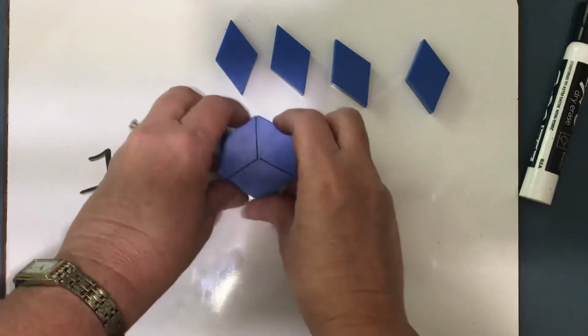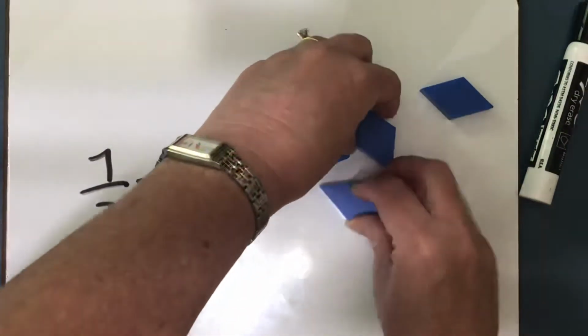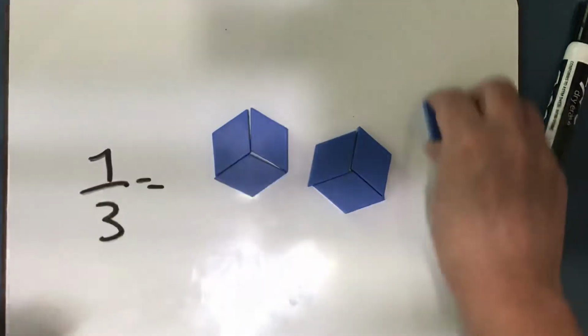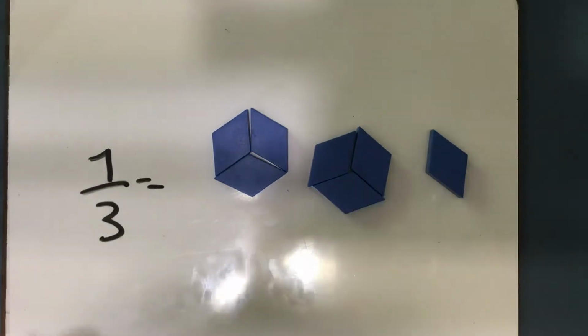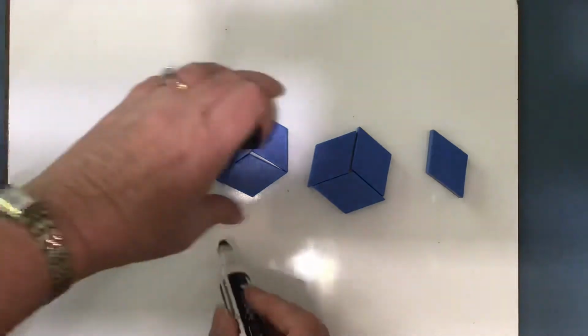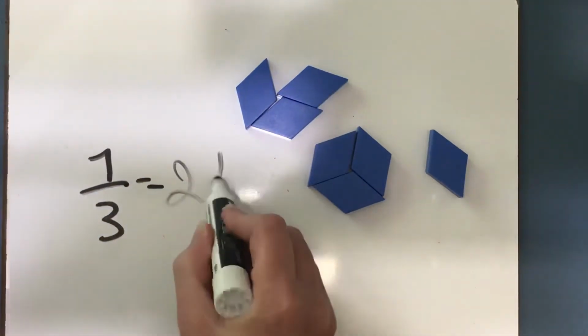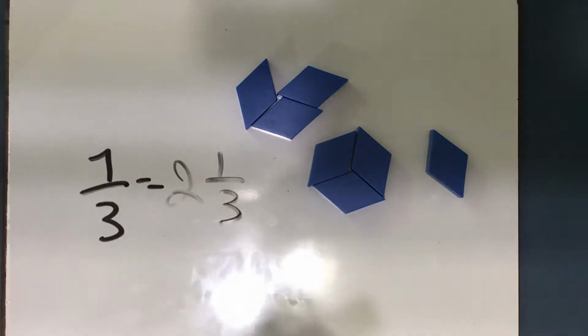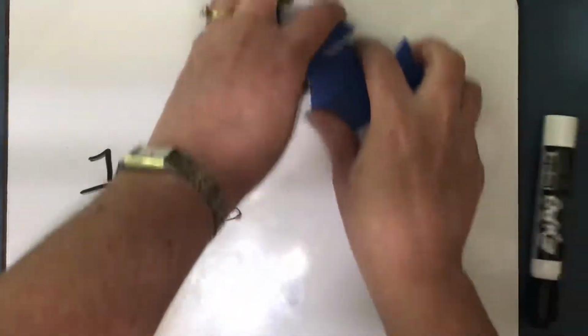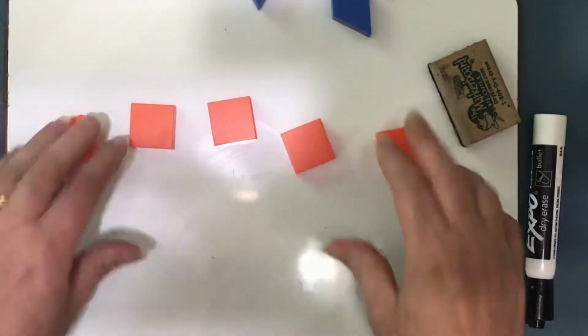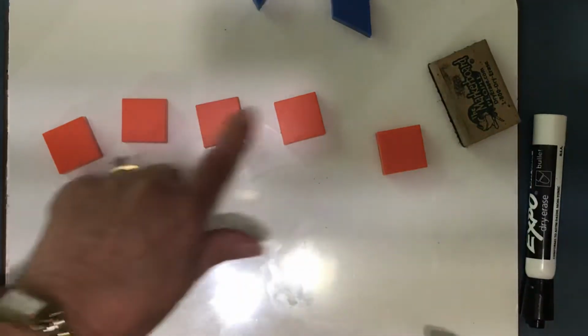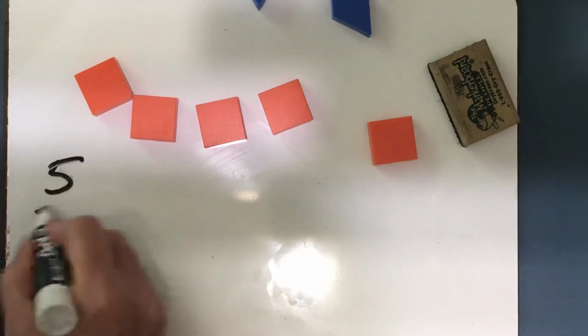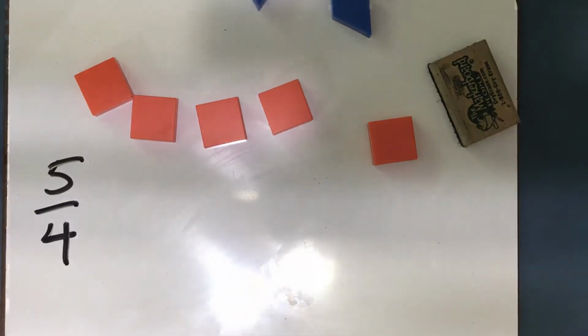So there's 1, there's 2, and 1/3. So 7 thirds equals 2 and 1/3 if I change it back to a mixed number. Okay, let's take another one. Let's say each of these squares is 1/4, and I have 1, 2, 3, 4, 5 of them. 5/4. I want to change that to a mixed number.